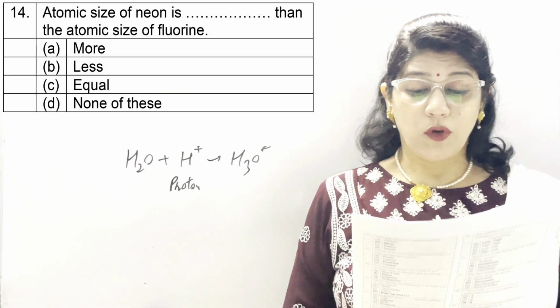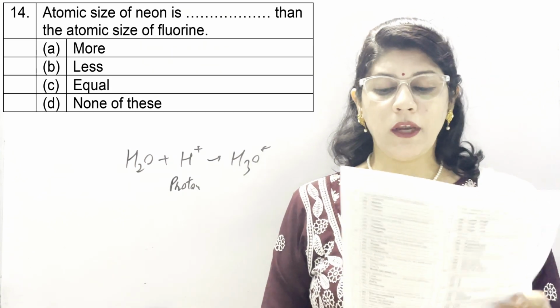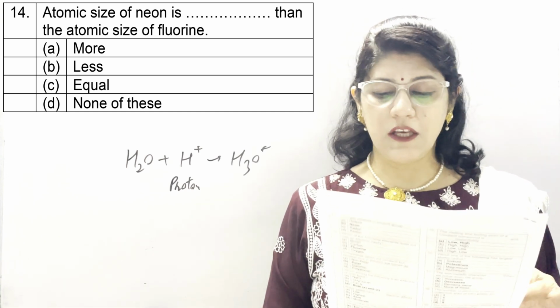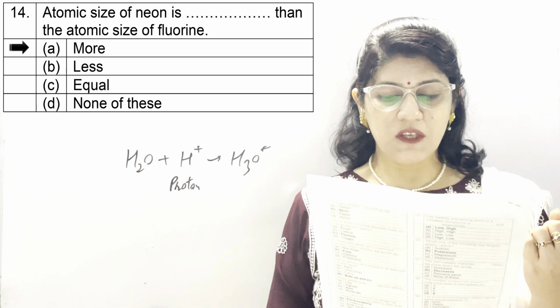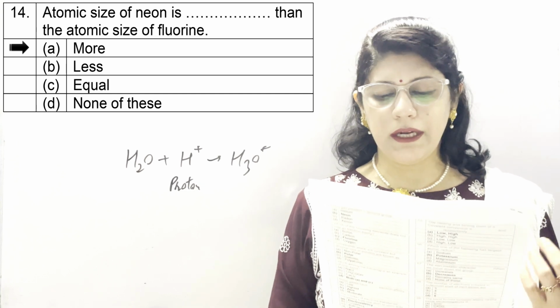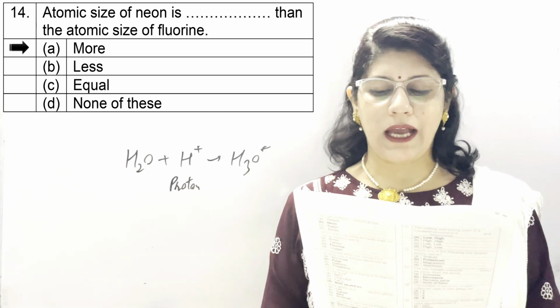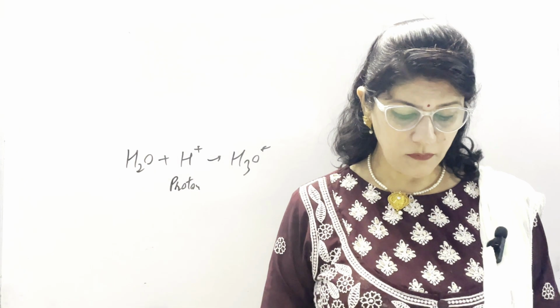14 says atomic size of neon is dash than the atomic size of fluorine. Answer is more. A option is more, B is less, C is equal and D is none of these because we know that neon is an inert gas. So its size is more than fluorine.